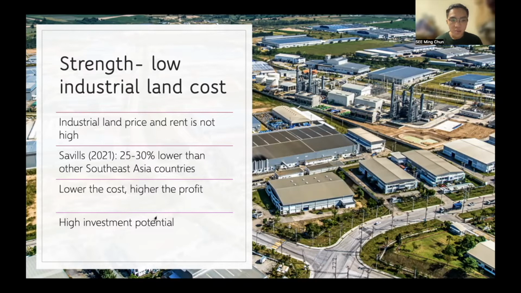Now, let me pass the time to my groupmate to talk about the weakness of investing in real estate in Vietnam.